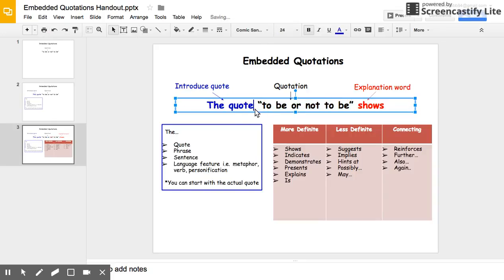We don't use commas either side. This is the other advantage of doing it like this. We don't have to worry about punctuation. We can just introduce it, quote, explanation type word, and everything makes sense. So hopefully that will help you now structure your PE paragraphs a little bit more.